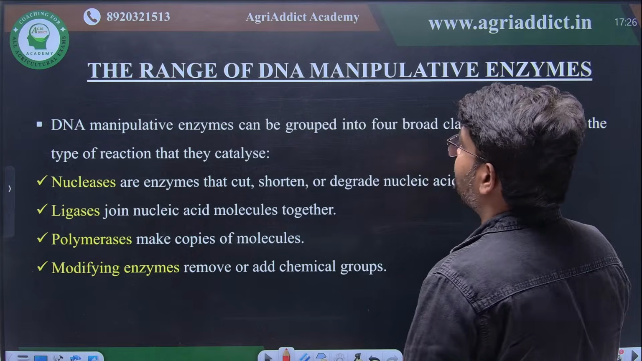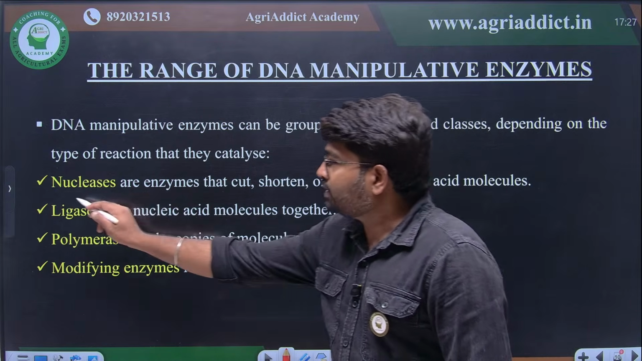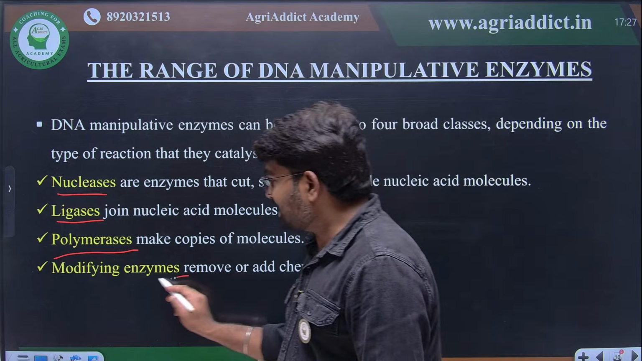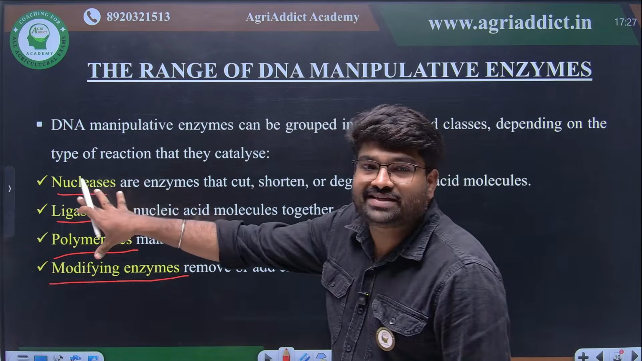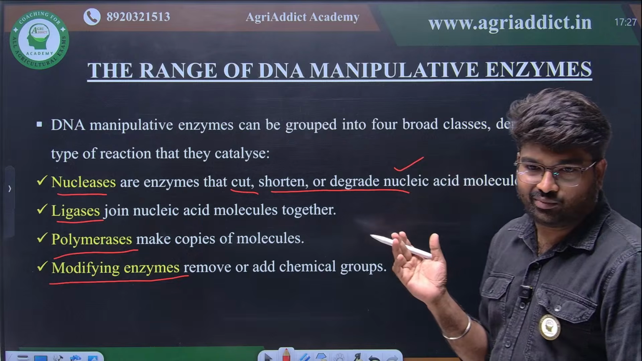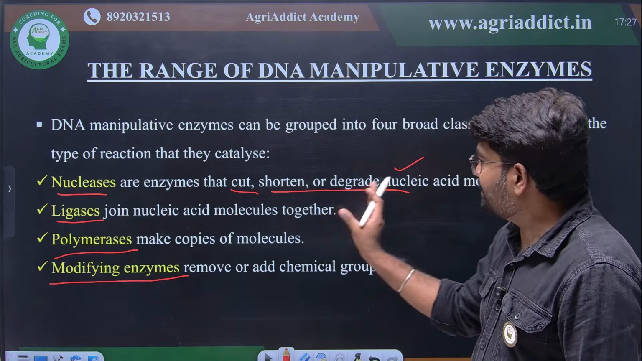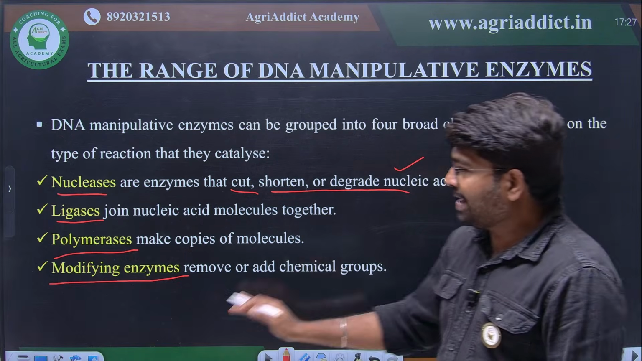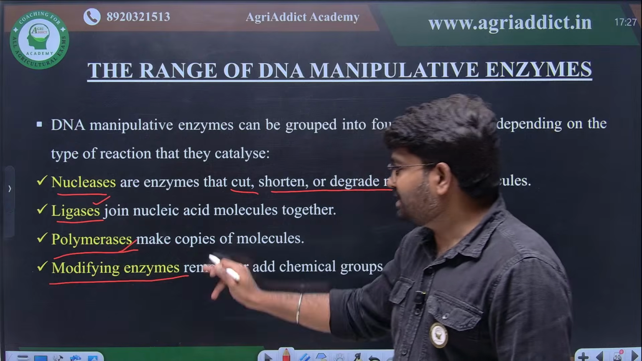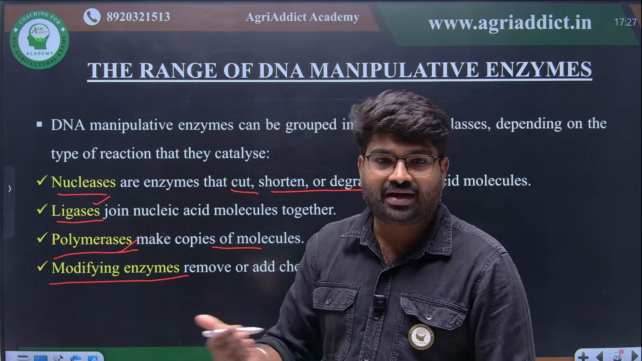See, there is a different range of DNA manipulative enzymes, for example nucleases, ligases, polymerases and modifying enzymes. What will these nucleases do? These nucleases will cut, shorten or degrade the nucleic acid molecule. Nucleases will cut the fragment of DNA, or shorten the segment, or degrade the nucleic acid. Ligases, what will they do? They will join the different fragments. Polymerases will make copies of the molecule, and there are different modification enzymes that we are going to see in our upcoming sessions.